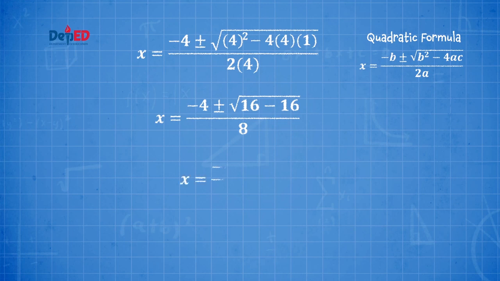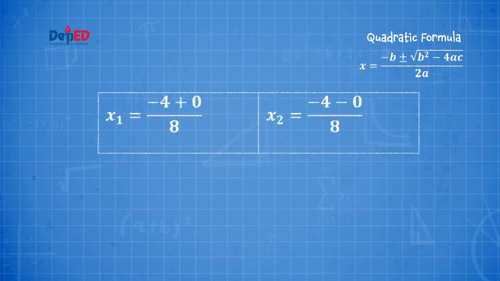In the next line of solution, we show that 16 minus 16 is equal to 0. Thus, 0 is what appears now under the radical sign. Since the square root of 0 is 0, the numerator is now simplified as negative 4 plus minus 0. At this point, we break down this equation into 2 to separate the plus sign from the minus sign. Hence, the equations x sub 1 equals negative 4 plus 0 all over 8, and x sub 2 equals negative 4 minus 0 all over 8.